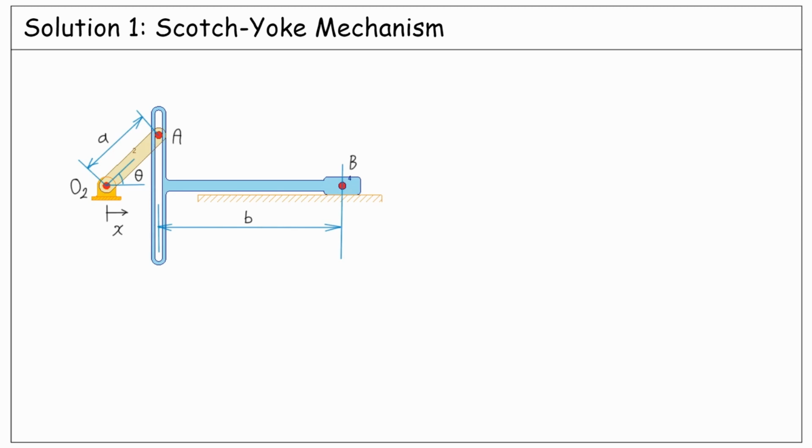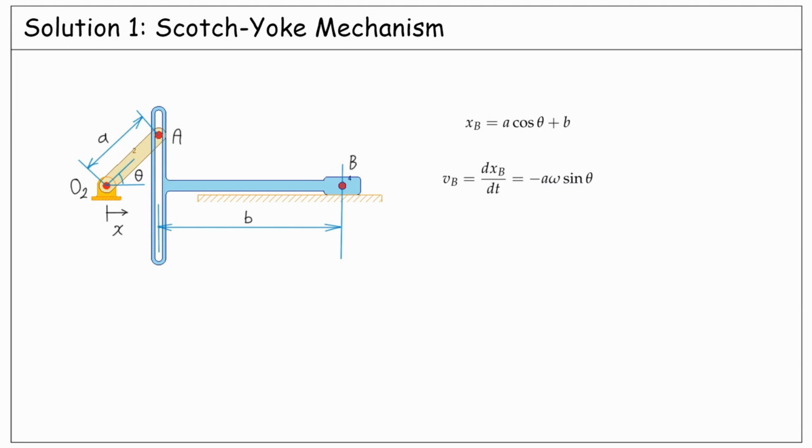Here are the solutions. In the first exercise, slider B has a simple harmonic motion that can be written as A times cosine of theta plus B. Then in order to find the velocity of point B, we need the first time derivative of the position, which becomes minus A times omega, the angular speed of the crank, times sine of theta.